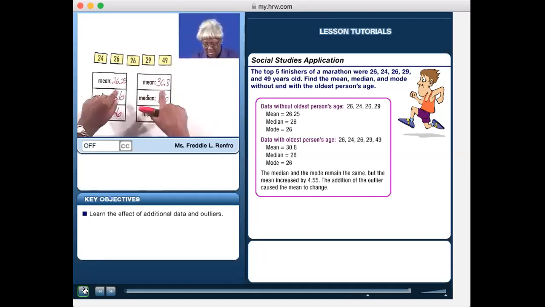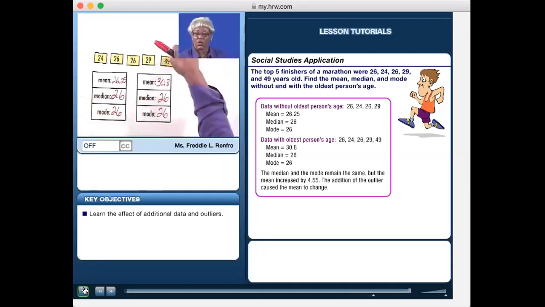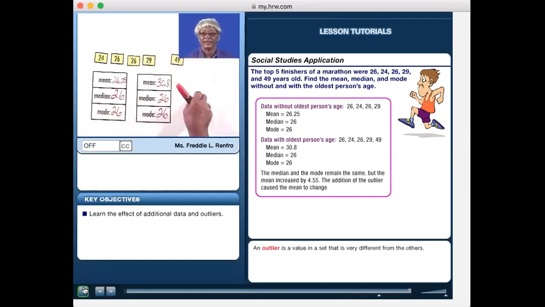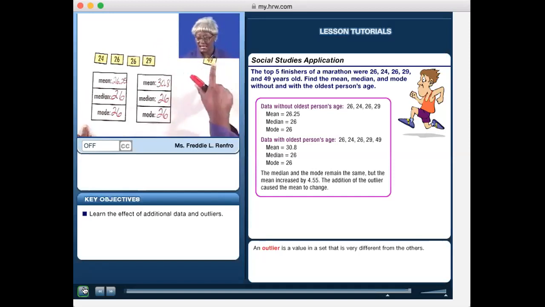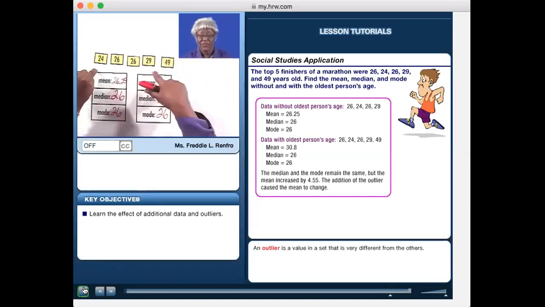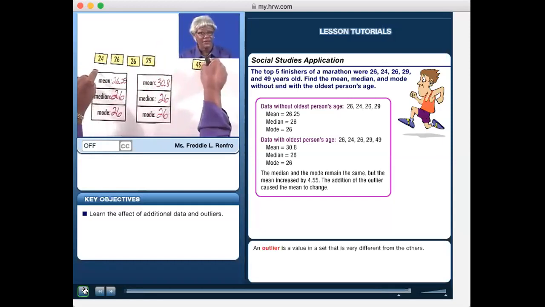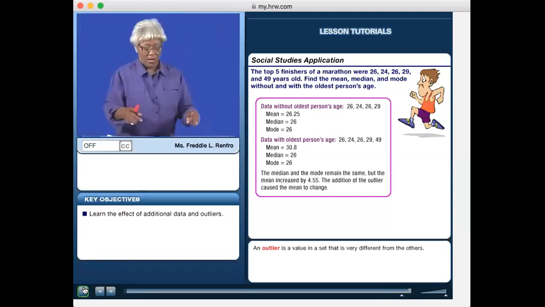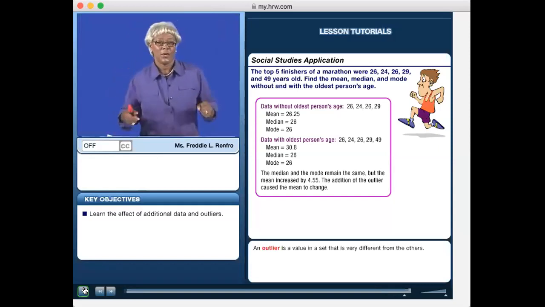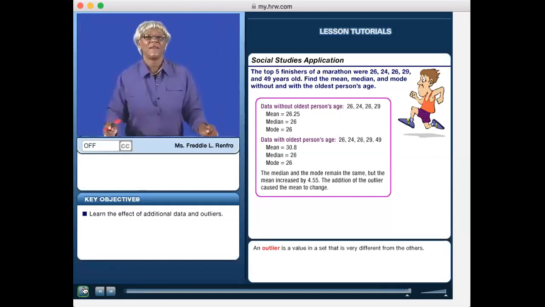What does that tell us? That tells us that the mean was the only one affected by adding this oldest age. There's a name for this number. It's called an outlier. An outlier is a value in a set that is very different from the other values. We can see that 49 is much older than the other 4 marathoners. So sometimes when we add additional data, especially one that is very different, it can affect the mean, the median, or the mode. And in this case, the mean was affected.